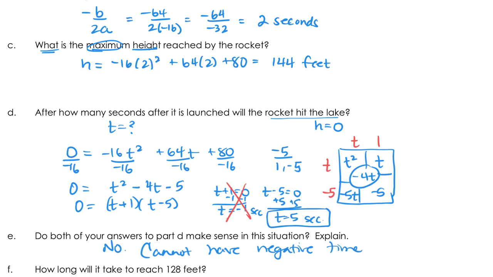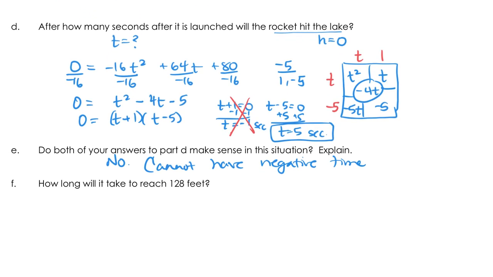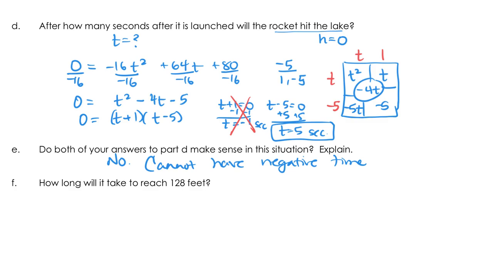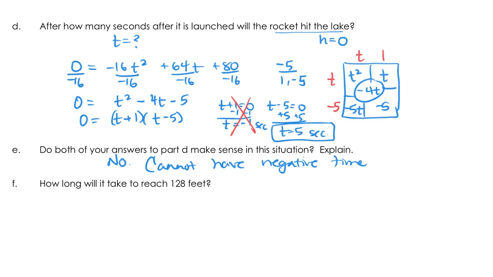And we have one more part here. How long will it take to reach 128 feet? So this again is this 128 feet. Feet is our h value. So we have to plug that into our equation. So 128 equals our negative 16t squared. We're always going back to that original equation, plus 64t plus 80.